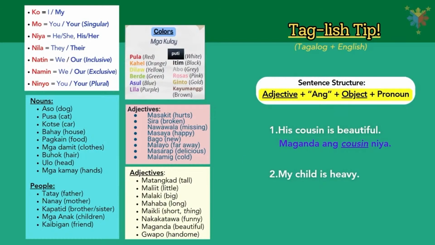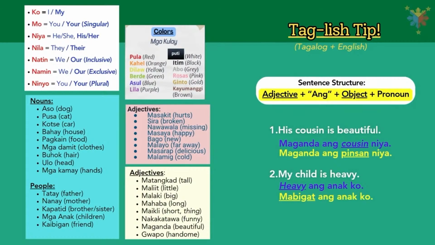Maganda ang cousin niya. His cousin is beautiful. Or heavy ang anak ko. My child is heavy. So that works. That's perfectly fine. But the idea is to go back and look up what those words are later so that eventually you can say the whole thing in Tagalog. Maganda ang pinsan niya. So pinsan is cousin. And this is gender neutral as well. Or mabigat ang anak ko.